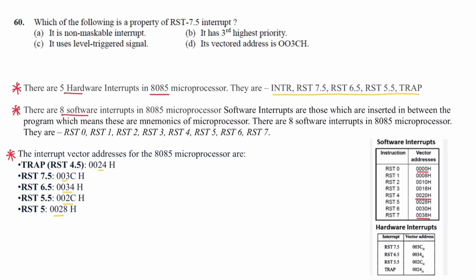So in the question, which of the following is a property of RST 7.5? RST 7.5 has the second highest priority after trap, and it is a maskable interrupt. Its vector address is 003CH. So correct option is D.